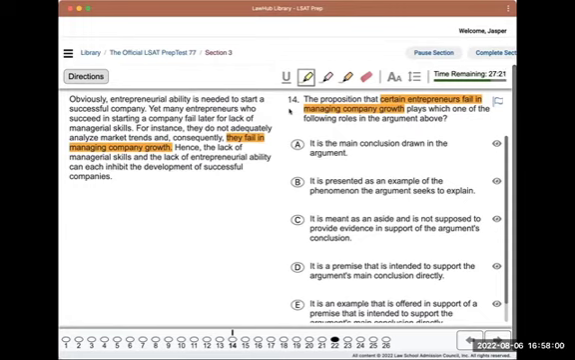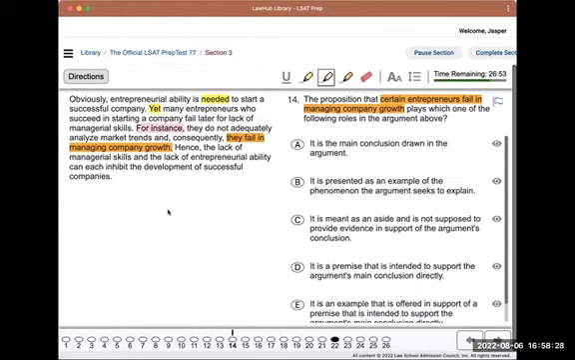All right. Obviously, entrepreneurial ability is needed to start a successful company. Okay, so they identify a necessary condition. Yet, contrast, right? Many entrepreneurs who succeed in starting a company fail later for lack of managerial skills. So great, you started it, but you can't maintain it. And they're saying that's because you don't have managerial skills. Okay, and then they give an example.